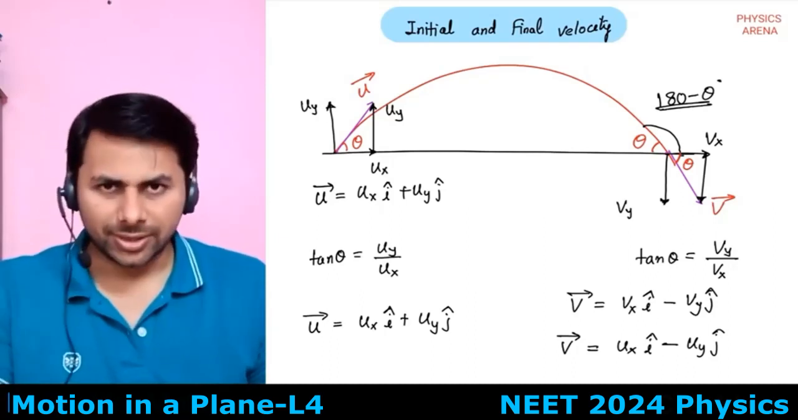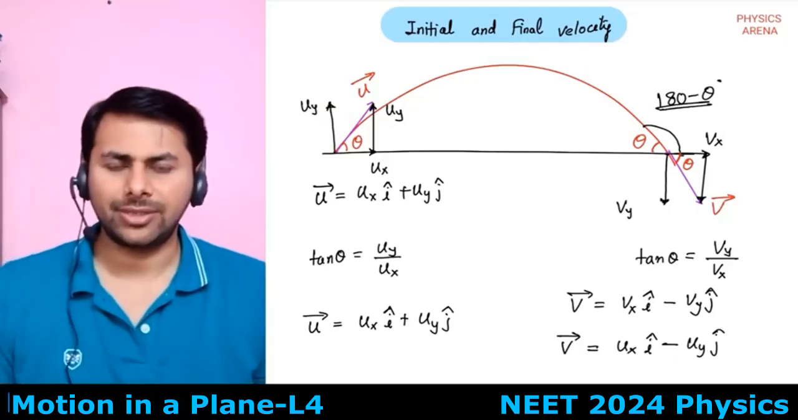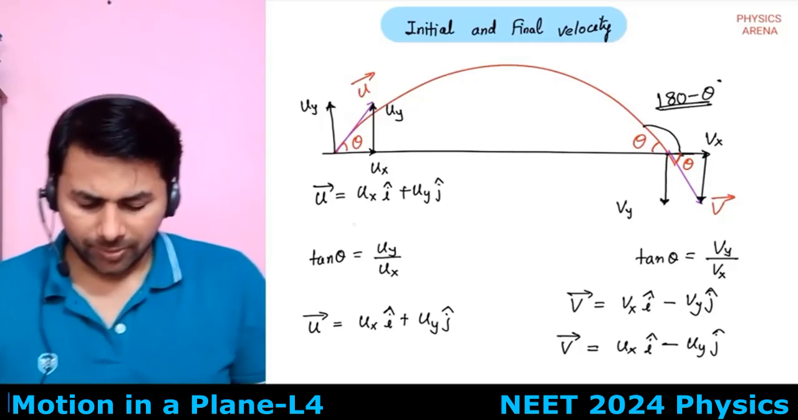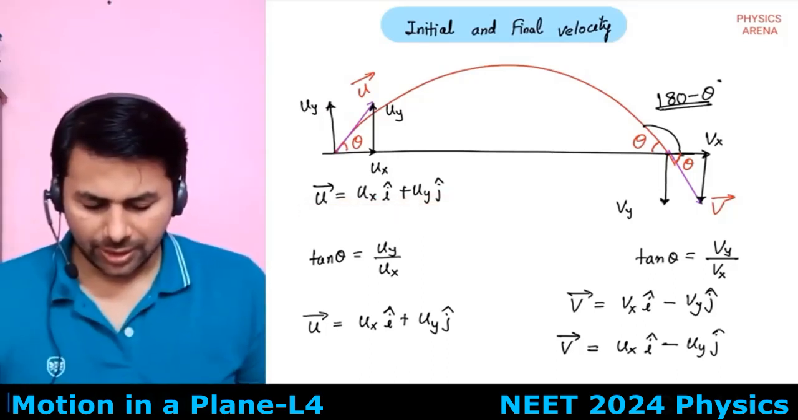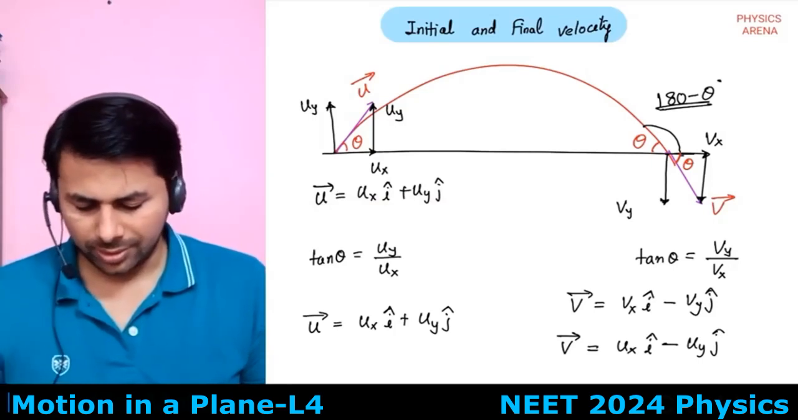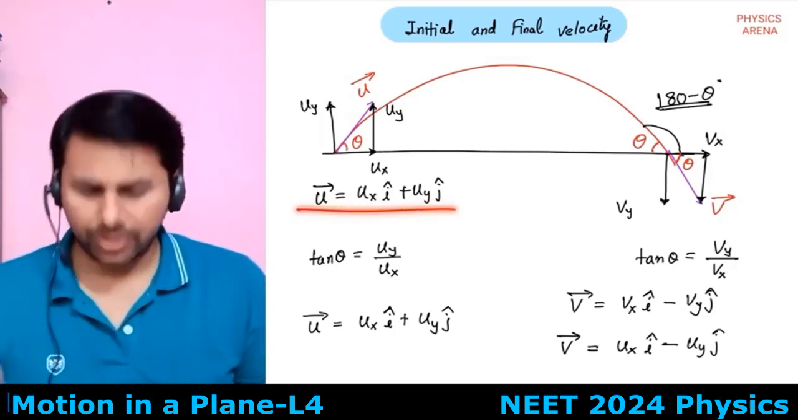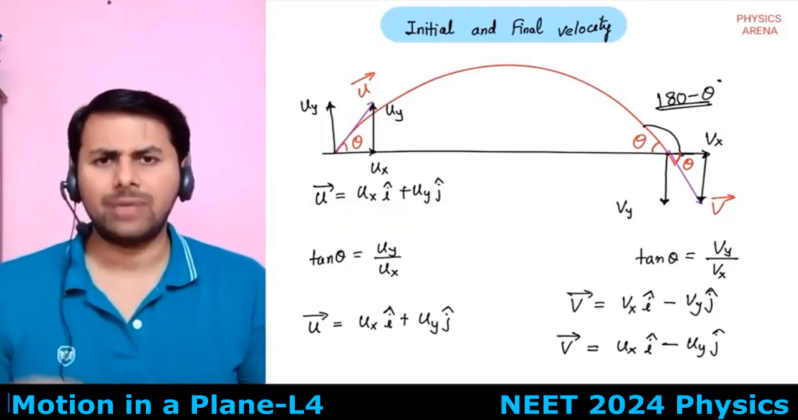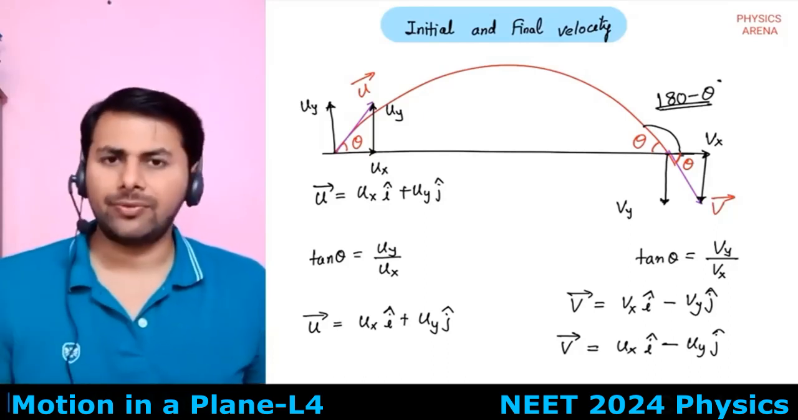Its magnitude remains constant, but its direction is opposite. So now, if you know the equation of the velocity at start, u bar is equal to ux into i cap plus uy into j cap, or if you know ux and uy, what you can find out is the final velocity.